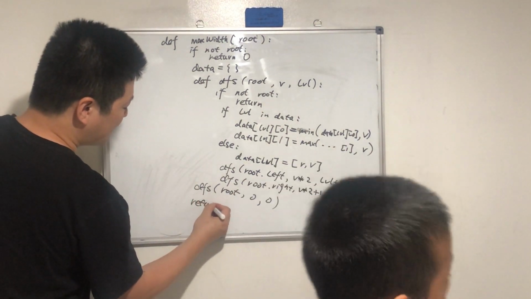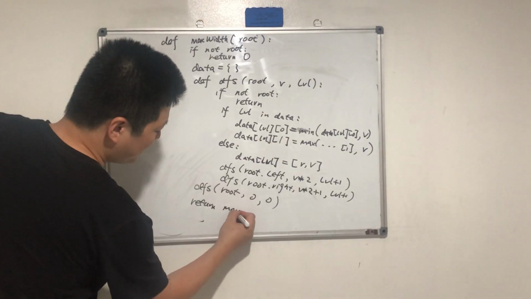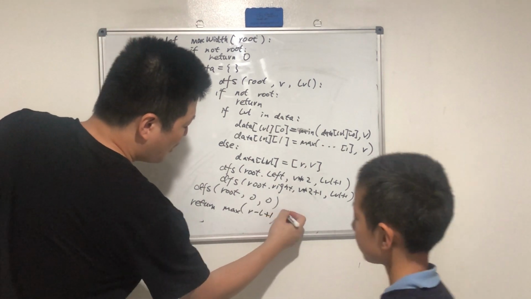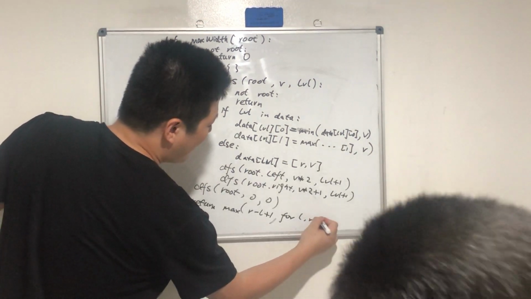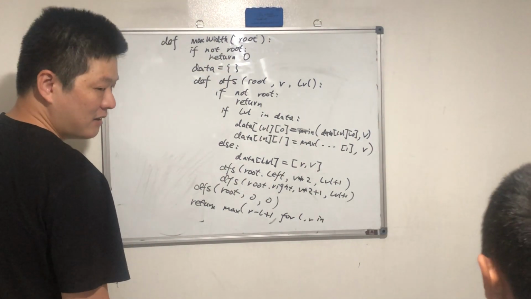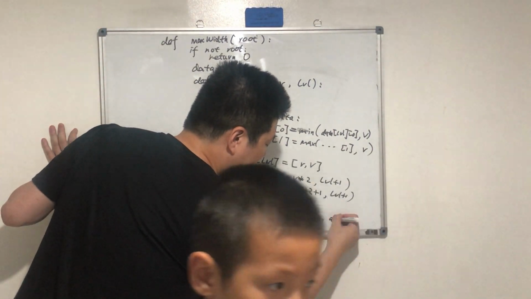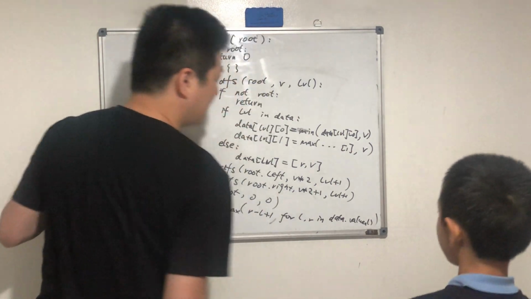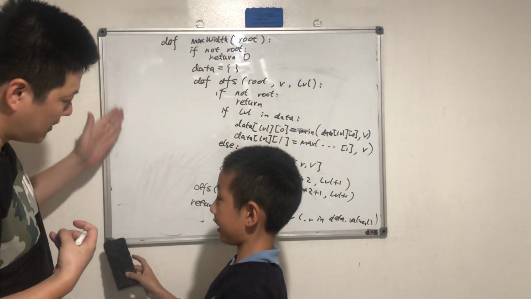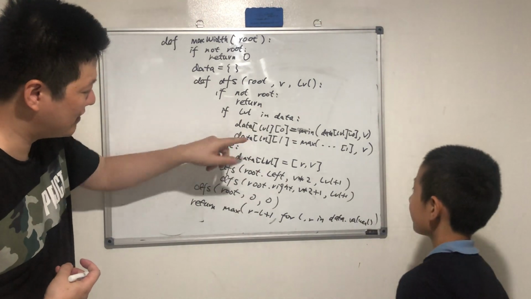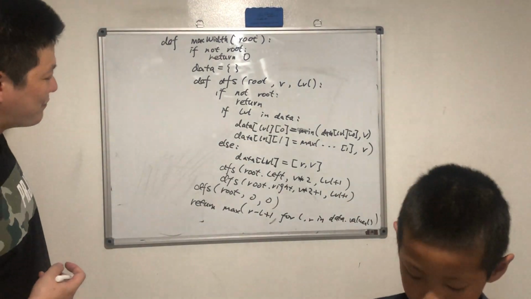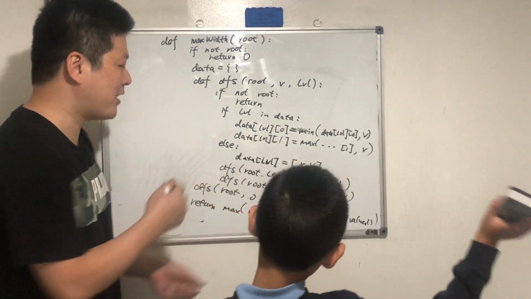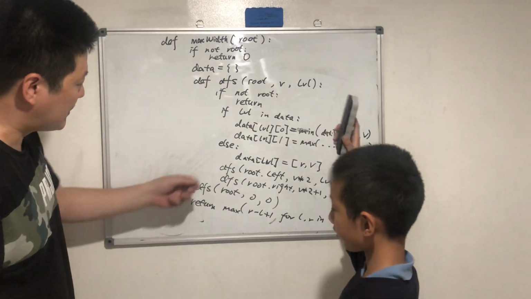Return, okay, this is the best part. Return the maximum of R minus L plus 1, for L, R in data dot values. What are the keys here? The levels. The values are a list of two elements, the left and right, which are visited here.